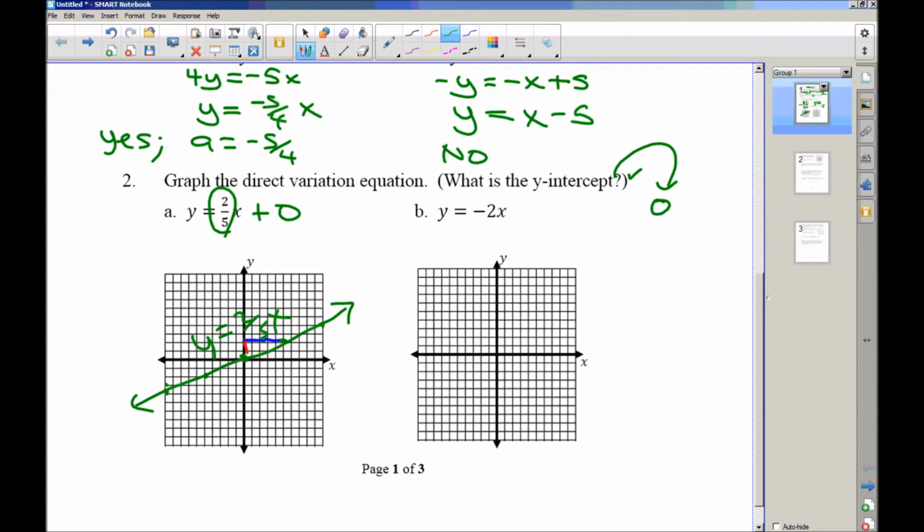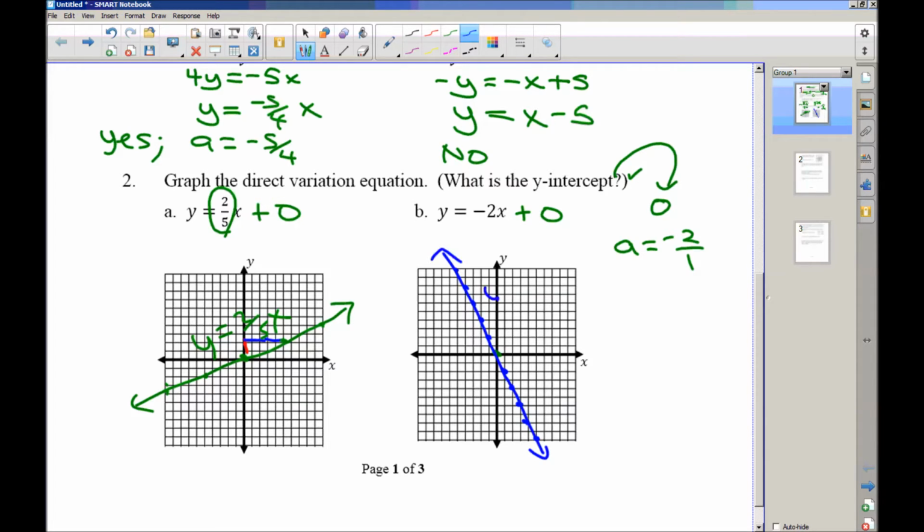All right. In this one, same thing. The y-intercept is 0. All direct variations will have a y-intercept of 0. And then the constant of variation is negative 2, which means our slope is also negative 2, or negative 2 over 1. So that's down 2 and right 1. Down 2, right 1. Down 2, right 1.